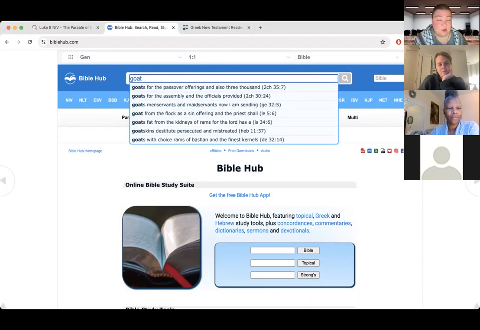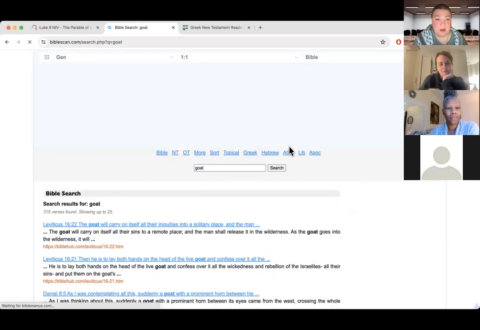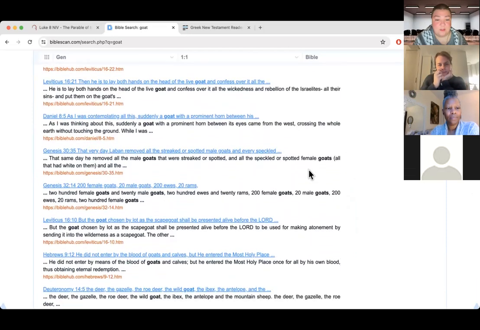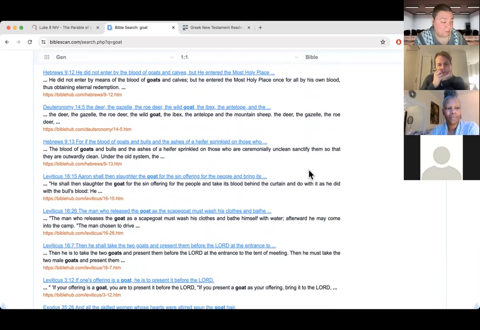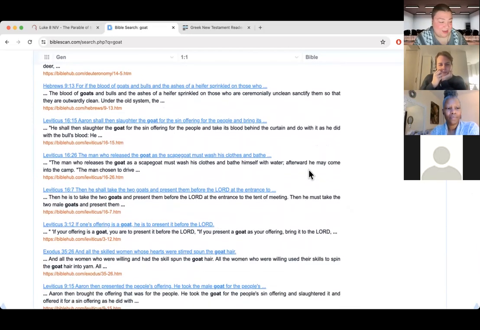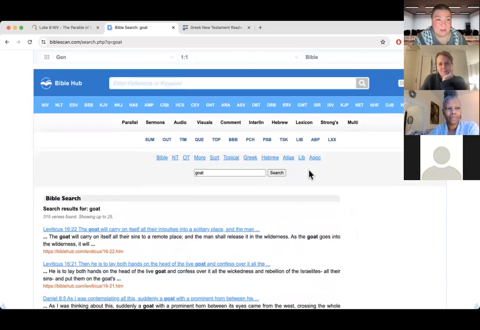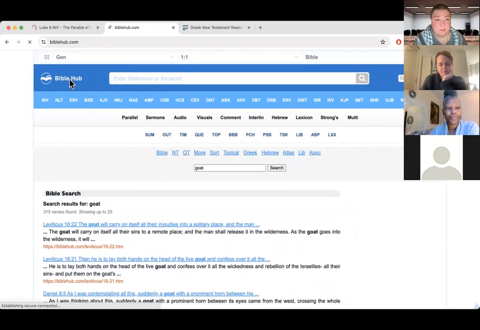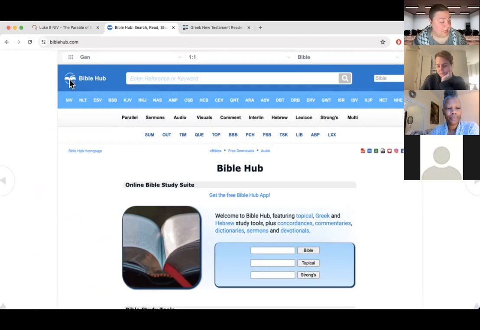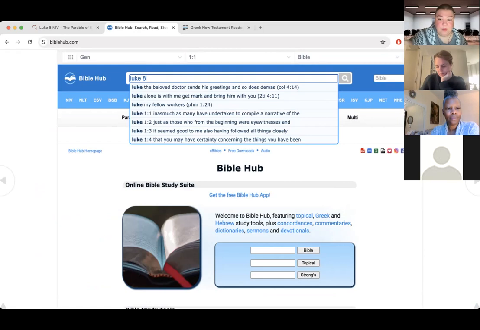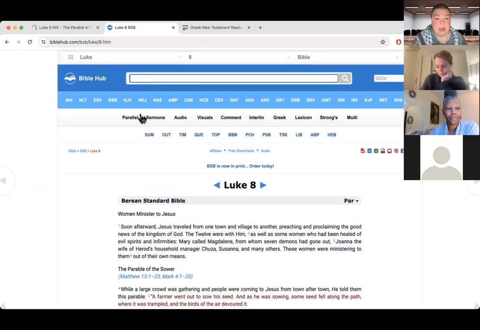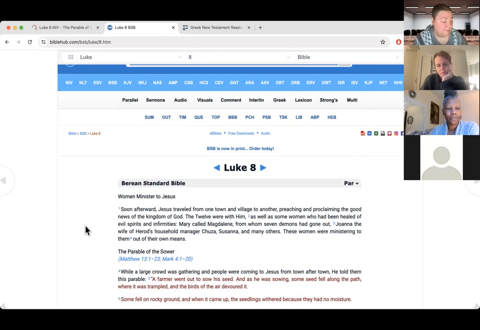And already there, it starts to show us some suggestions. We could press enter. And there it would bring us to all the references to goats in the Bible, if that's the sort of thing you need. Back to the home page, click on the logo. Let's again look up Luke 8. Type in Luke 8 and enter, and it brings us to Luke 8.